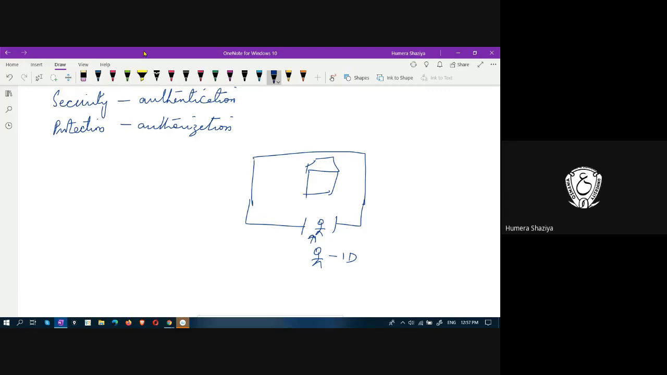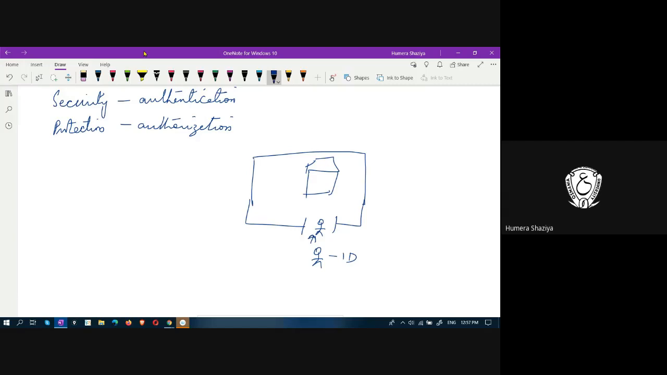If I go and say to a college that I am your student, then they ask me to produce my ID card. So that is authentication. This is an external problem. It means in order to enter into the system, you have to prove that you are the one who you are claiming.